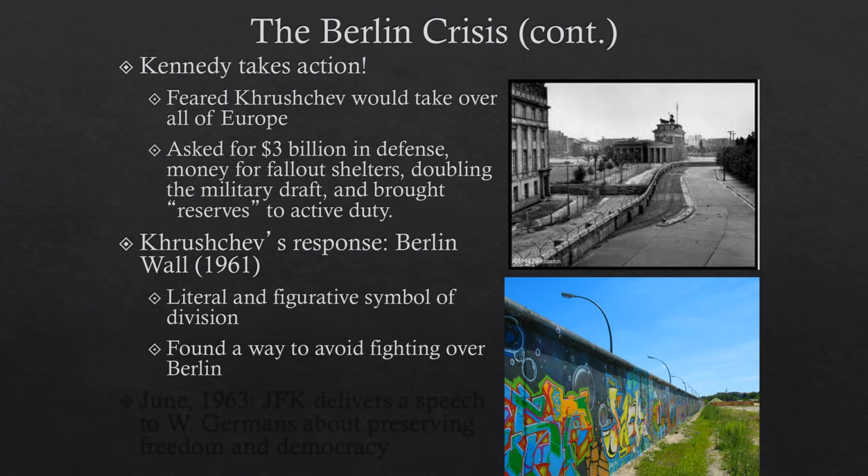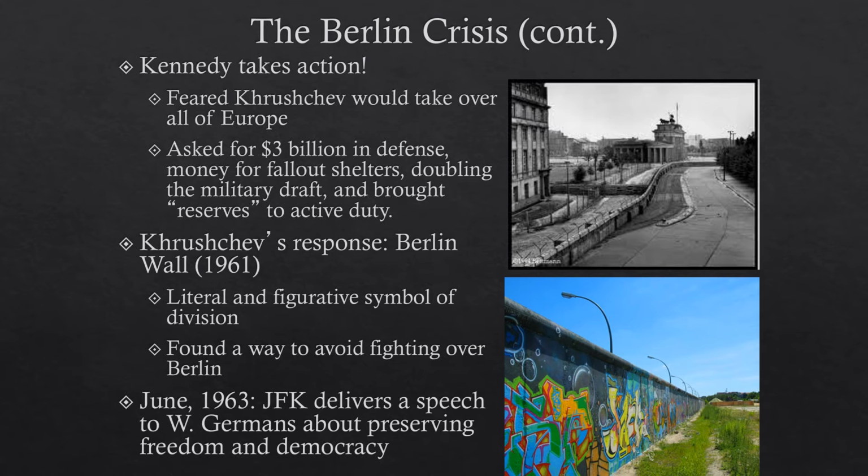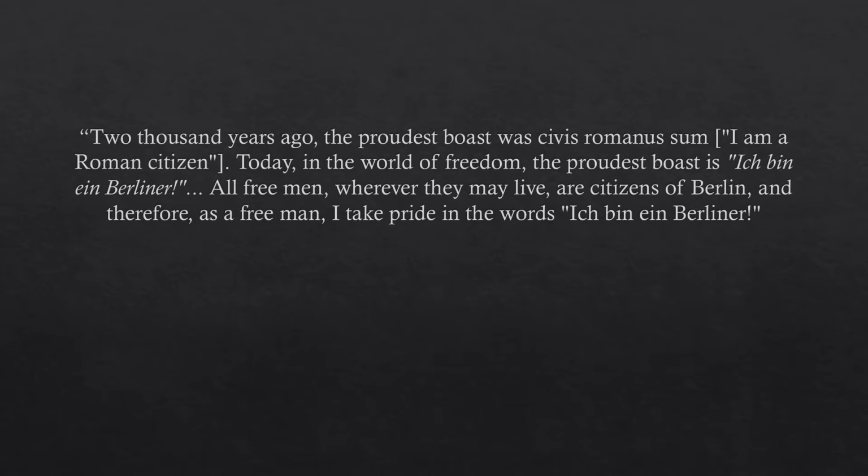But through Kennedy's actions and then Khrushchev's reaction, both sides found a way to avoid fighting over Berlin. And this particular wall will actually stay standing and come down in November of 1989 as the Cold War is coming to a close. Now, in June of 1963, a couple of years later, Kennedy does go to West Germany. He delivers a speech, basically saying that he's there for Berlin, and that as a free person, he takes pride in the words that he is a Berliner, that he's there to protect all citizens in this world of freedom.